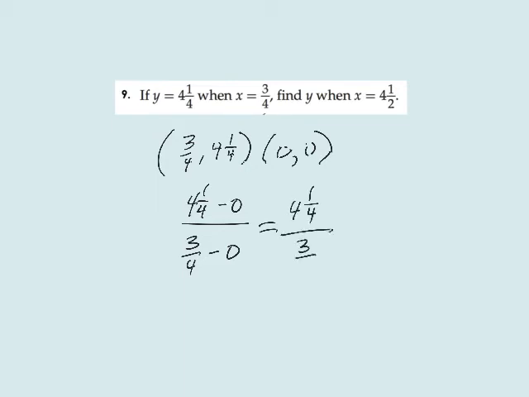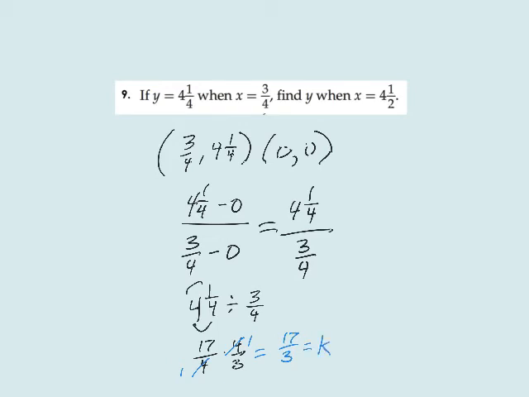divided by 3/4. Dropping back to 7th grade or 6th grade or 5th grade math, we'll take 4 1/4 divided by 3/4. I'll have to change this to an improper fraction. 4 times 4 is 16 plus 1 is 17/4. And then I'm going to do KFC, keep flip change. I'll do times 4/3. This is easy because I've got some cancellations I can do. The 4's cancel. So I get 17 over 3, and that's my constant of variation.